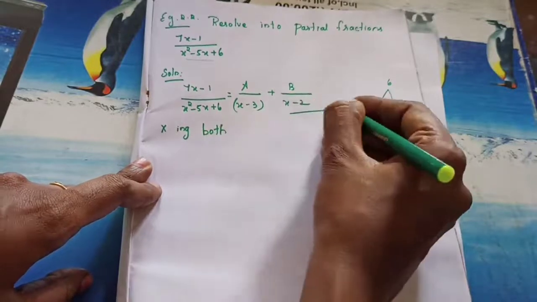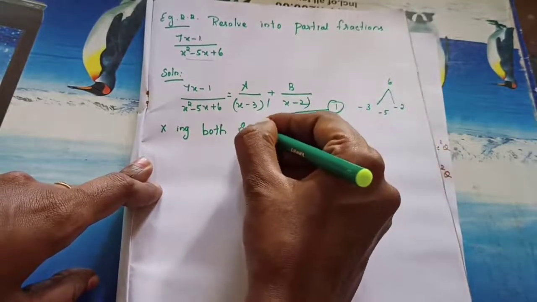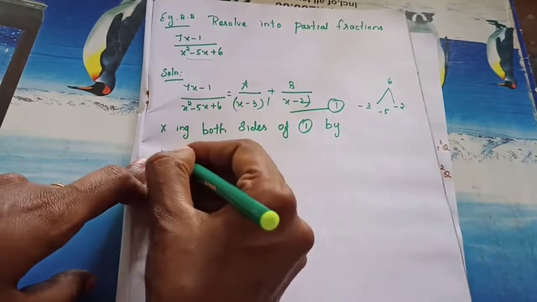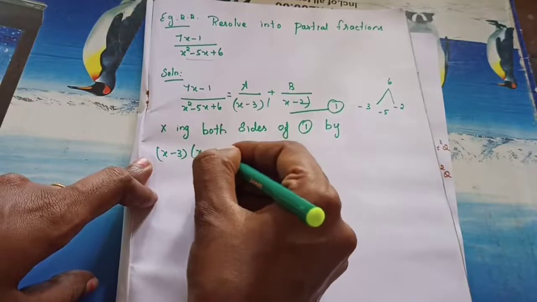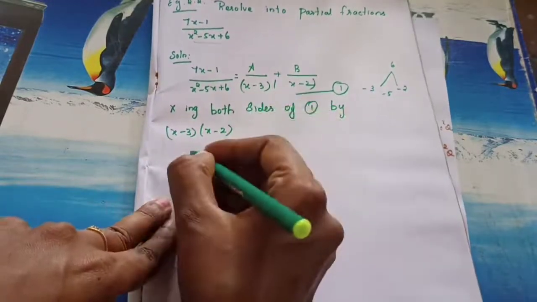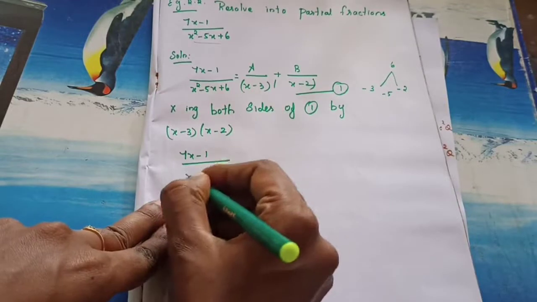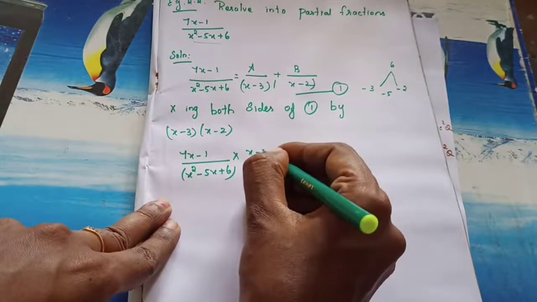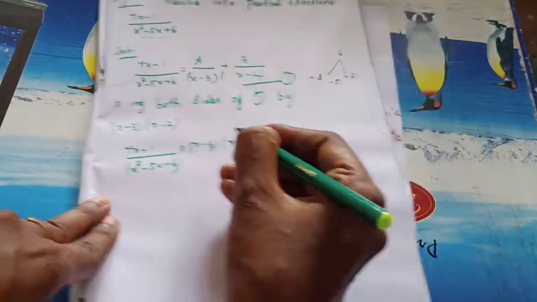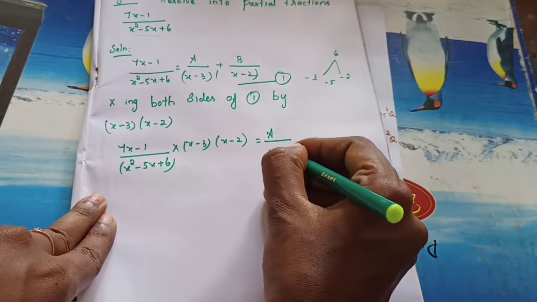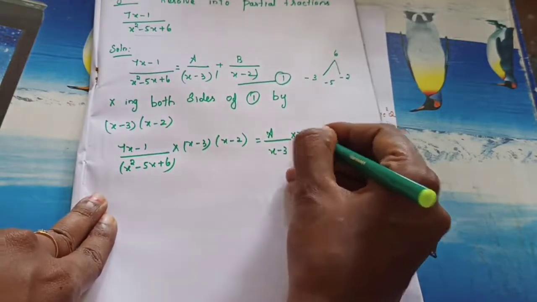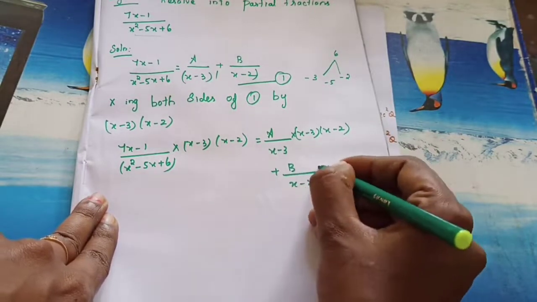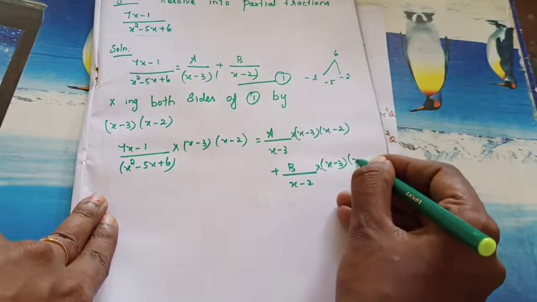Multiply both sides. Let us take this as 1. Okay. Both sides of 1 by, what are the factors? x minus 3 and x minus 2. Okay. Shall we multiply? So what will happen? 7x minus 1 divided by x square minus 5x plus 6 into x minus 3 into x minus 2 is equal to a by x minus 3 into x minus 3 into x minus 2 plus b by x minus 2 into x minus 3 into x minus 2.